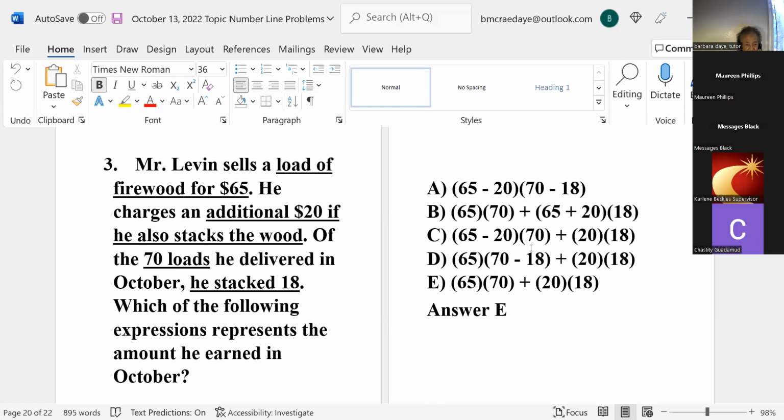So his load fee is $65 times his number of loads. That's 70, right? His stacking is how many he stacked, that's 18, times his stacking fee, 20. That would be 20 times 18. Got it? Yeah, I got it. Questions? No, Miss, thank you.